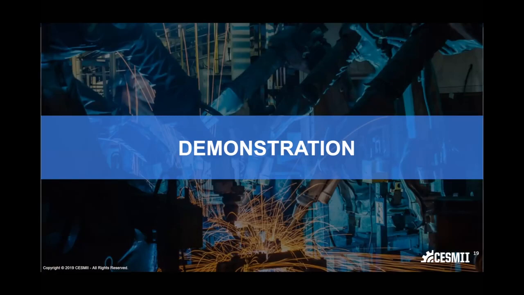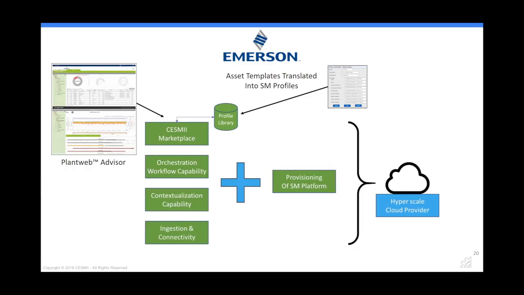The first is Emerson's Plant Web Advisor. Plant Web Advisor uses a template-based approach to create information value from raw data regardless of the uniqueness of a customer implementation. So the front end helps the customer make decisions about maintenance, about their process, about energy consumption. And the templates provide a common data model that, once bound to the historian, allows all of their customers to have the same experience.